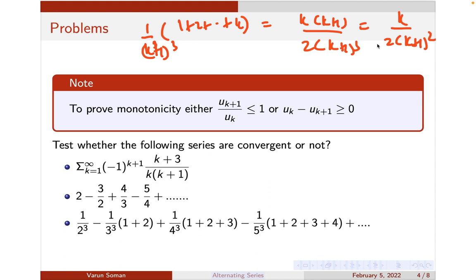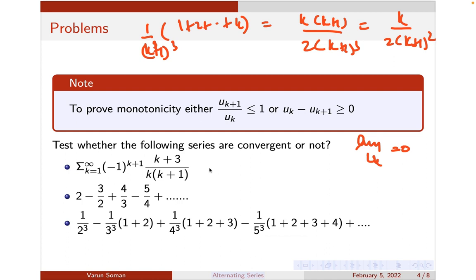Now what is the limit of uk? The limit of uk will be the limit of k by k plus 1 square. You can take k square outside, the k in the numerator will get cancelled, but there will still be k in the denominator, so we will get the entire quantity as 0. So the limit of uk is 0, and the first condition is satisfied. For the second condition you can either find uk plus 1 by uk or uk minus uk plus 1, that is your choice. You can use any method.